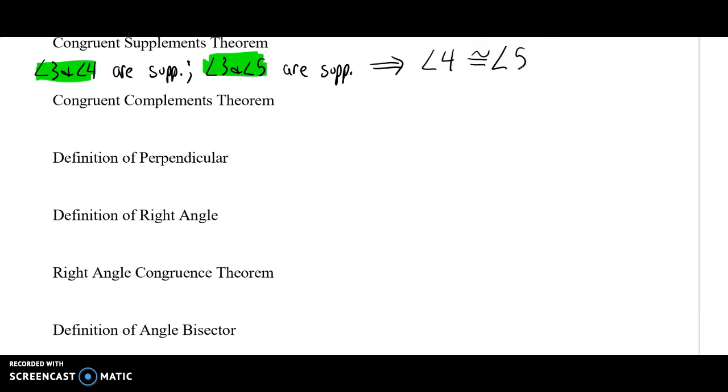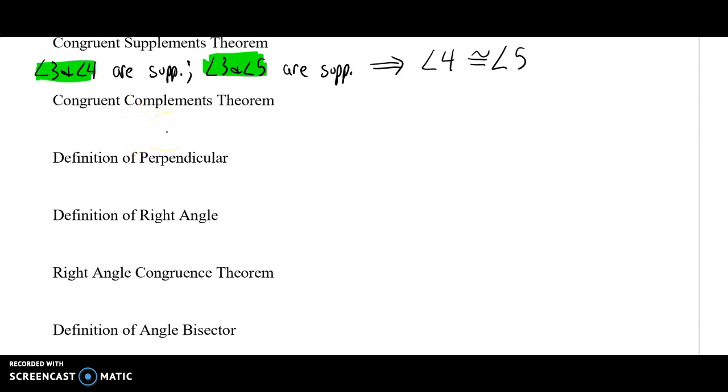It's definitely a step-saver theorem that will allow us to say certain things quicker. We don't have to use this theorem necessarily. We can write out all those reasons I said to get these angles being congruent. But if two angles, like 4 and 5, are supplementary to the same angle, angle 3, then those two angles, 4 and 5, must be congruent.